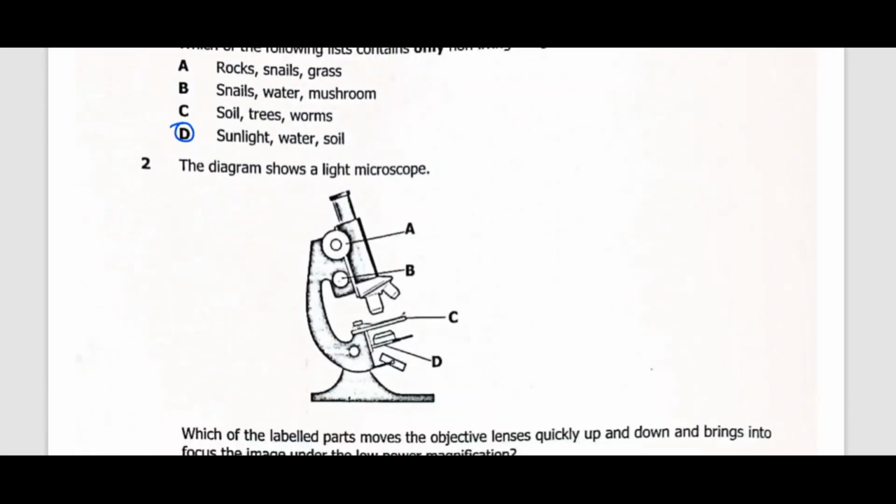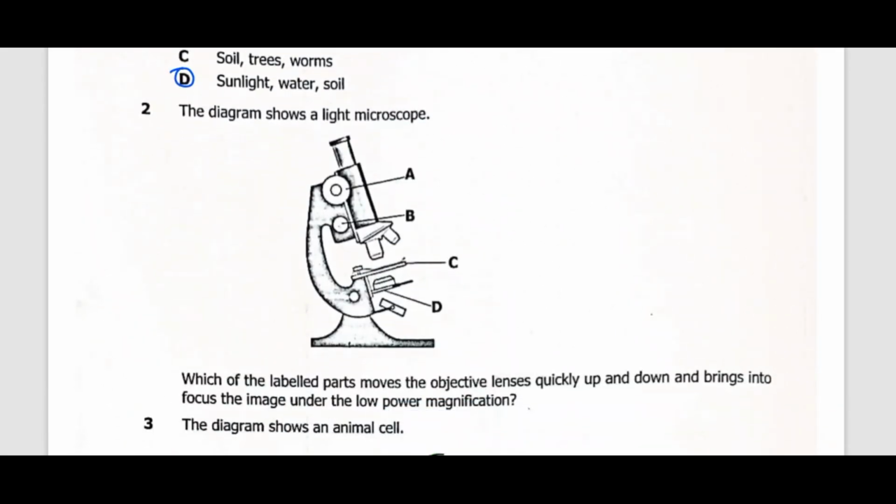Then we move on to 2. The diagram shows a light microscope. So this is the kind of microscope that operates based on light. Which of the labeled parts moves the objective lens quickly up and down and brings into focus the image under the low power magnification? Here we have 2 parts that do these functions, but because of the lower power magnification, the part that does this is the fine adjusting knob. So that is our structure B.